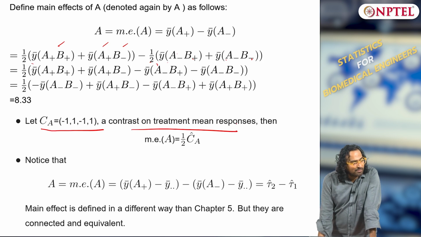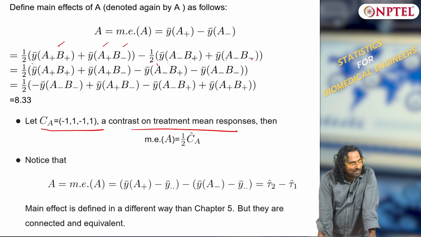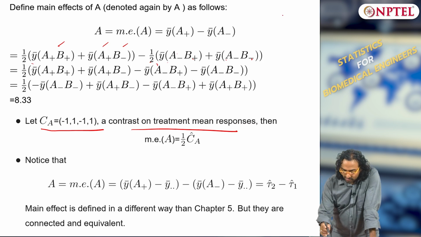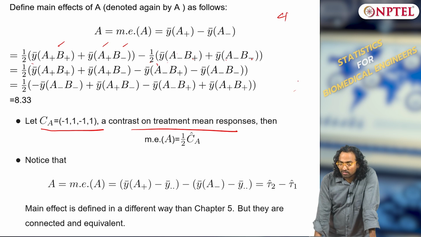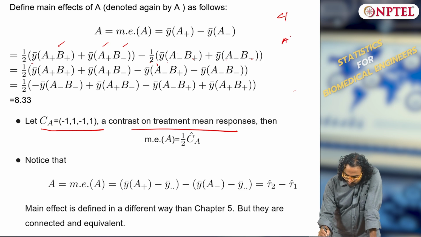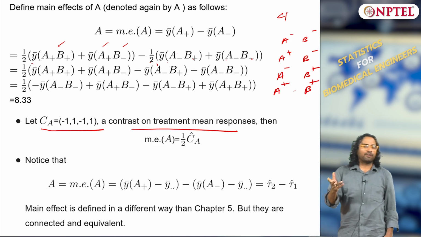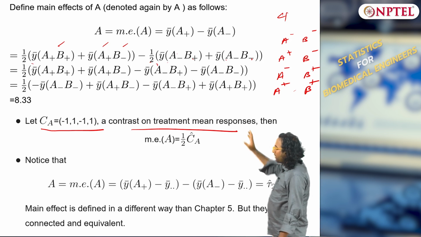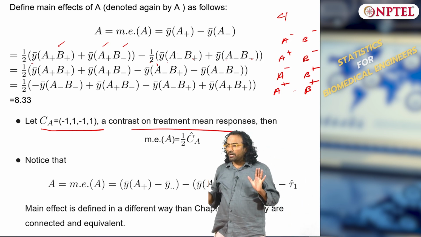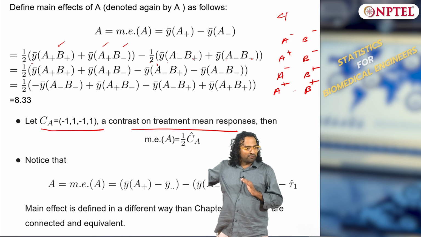So how many treatments are there here? How many combinations are there? 4 combinations, 2 power 2. I define those combinations: A minus B minus, A plus B minus, A minus B plus, A plus B plus. These are the 4 combinations. Any effect of A, B or AB is a combination of these 4, agreed?